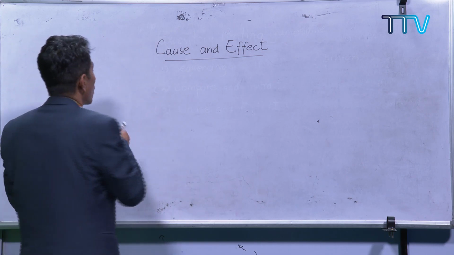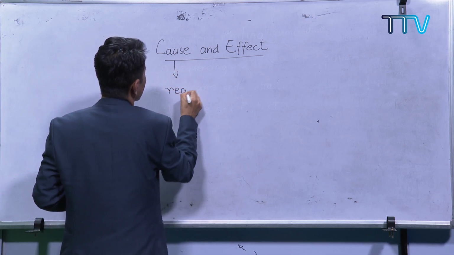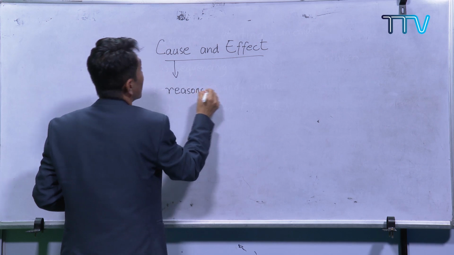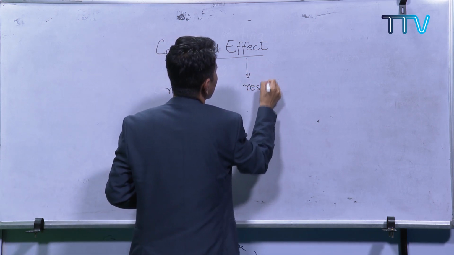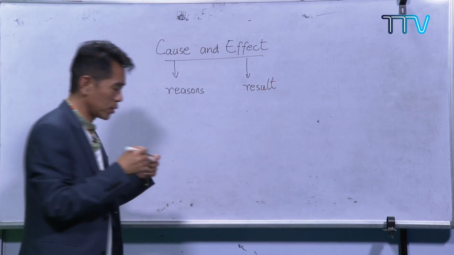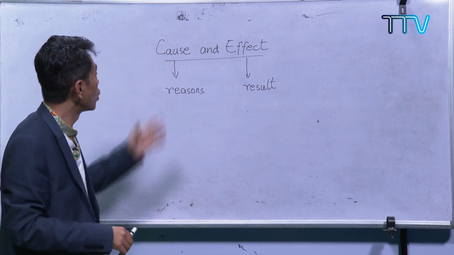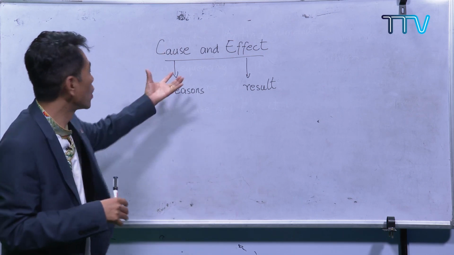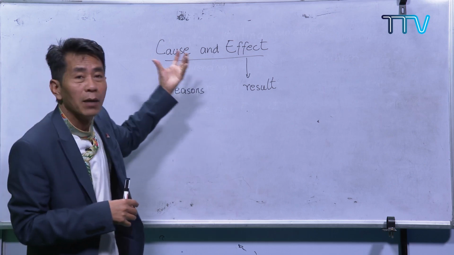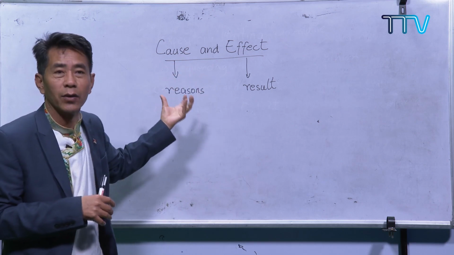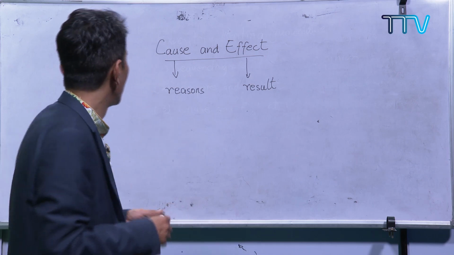So this skill is also very important, just like compare and contrast. Causes means the reasons. Effect means the result. You got it? So these are the words that you should keep in mind when you talk about cause and effect. I'm sure you have come across so many text structures which come under this cause and effect.